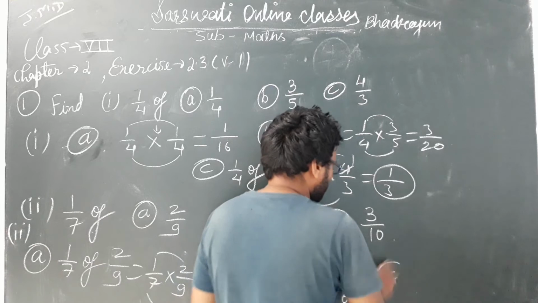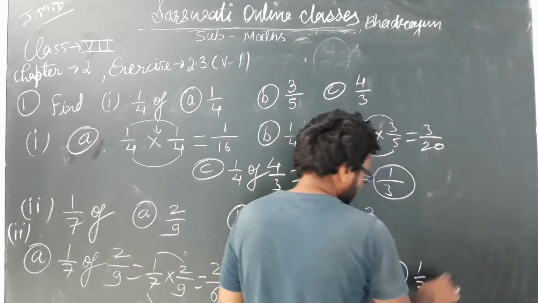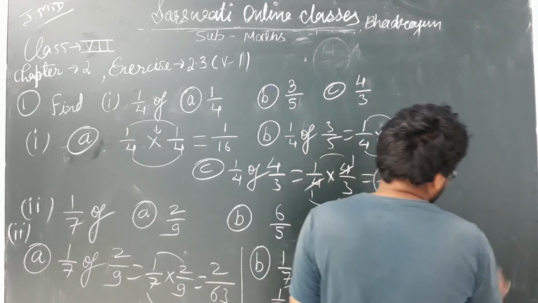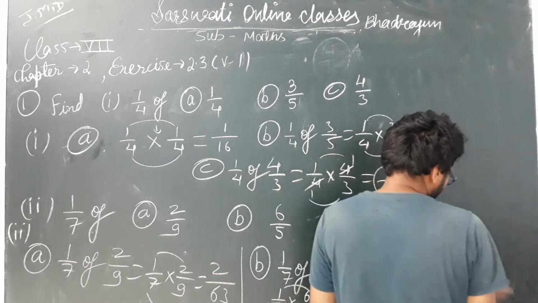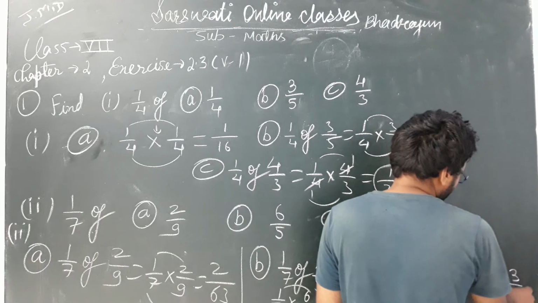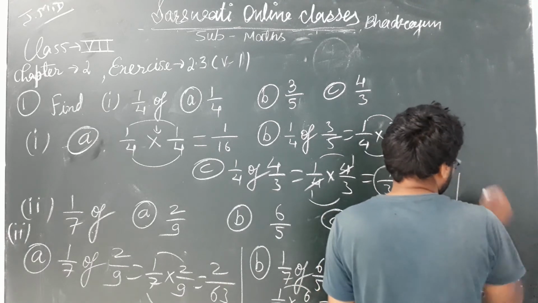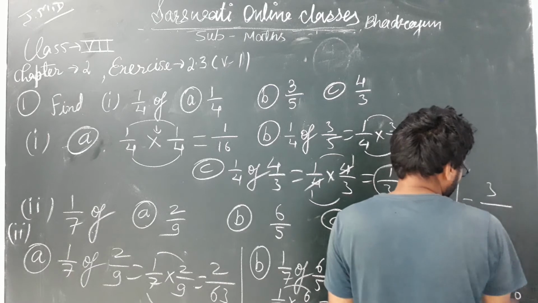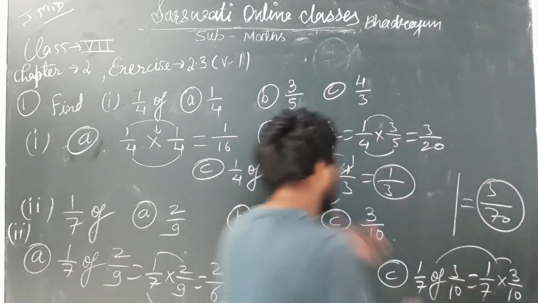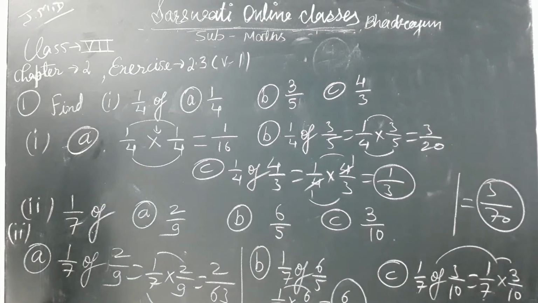Okay. Part C is 1 upon 7 of 3 upon 10, meaning 1 upon 7 multiplied with, "of" is replaced with multiplication, 3 upon 10. So our final answer is 3 times 1 is 3, 7 times 10 is 70. Final answer is 3 upon 70. Okay, so just write down up to here. And actually this problem was just a succession of our previous problems, and no single fact is used here that was not taught in our previous sums or previous exercises.